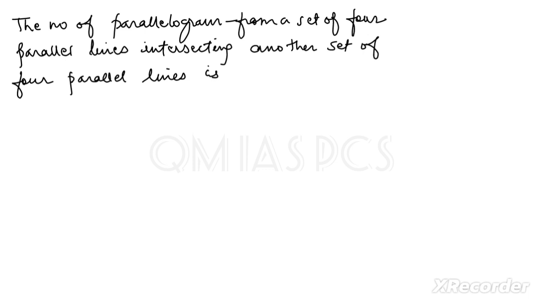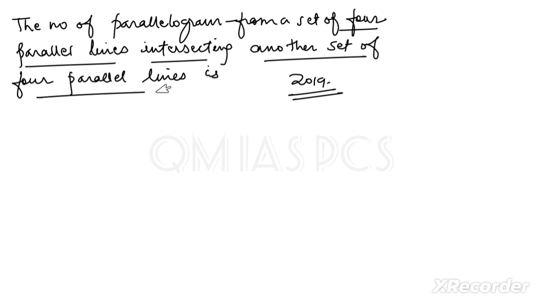So this question is from UPSC 2019. We have to find the number of parallelograms from a set of 4 parallel lines intersecting another set of 4 parallel lines. So how do we form a parallelogram? When two parallel lines are intersected by another two parallel lines, we have a parallelogram. Is it clear? I think you know what a parallelogram is.